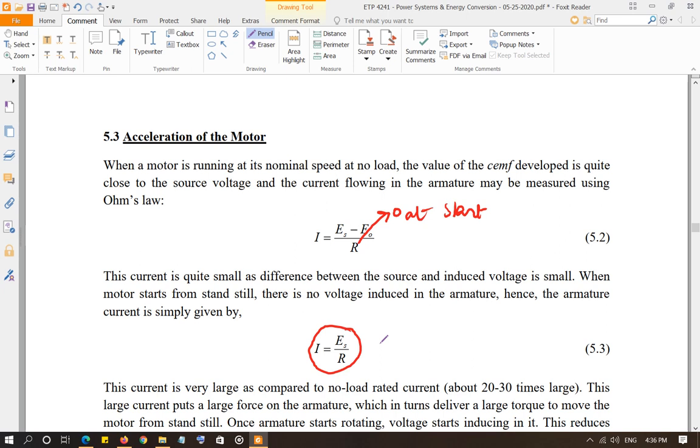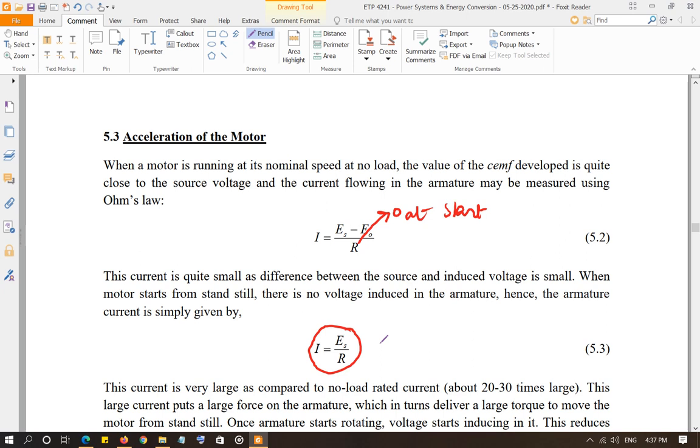Once your car starts moving, then you don't really need to push it that hard. You just need to push it a little bit so that it can overcome the force of gravity and the force of friction and all those, as long as you want to keep it moving at constant speed. Same thing with the motors. The initial current is extremely large because you need a large force and large torque to make it start moving from the resting point. Once it starts moving, it starts accelerating.